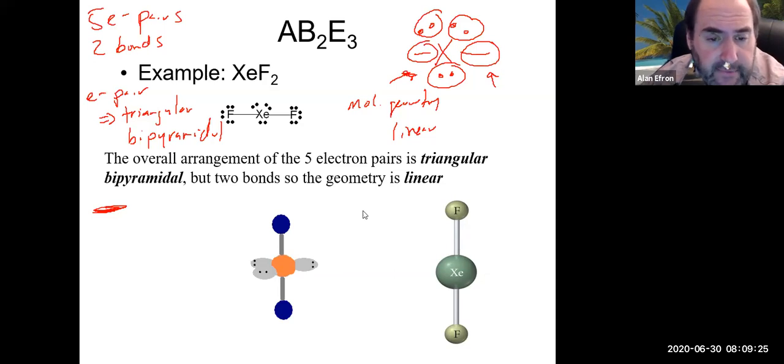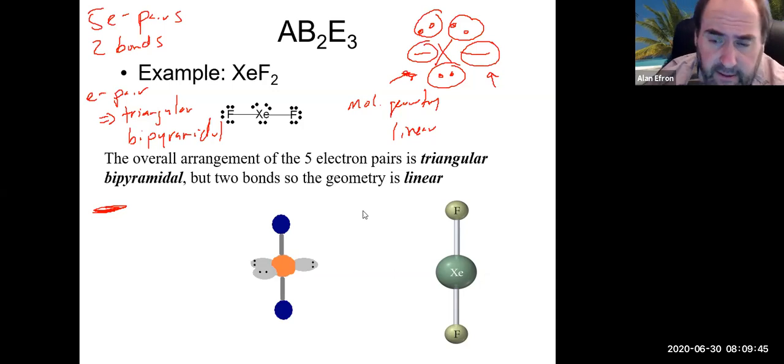Okay, so I think this is where we left off. Just looking at this, remember that when you do geometry, it is really just the central atom that's the important one. So you always want to go to the central atom. In a lot of cases, you'll just have one central atom, but it is possible to have more than one.